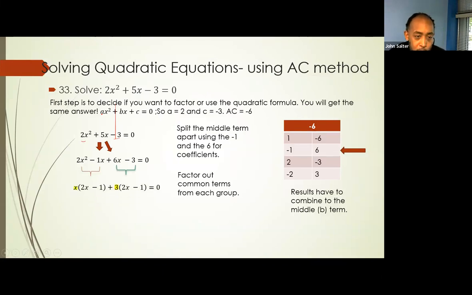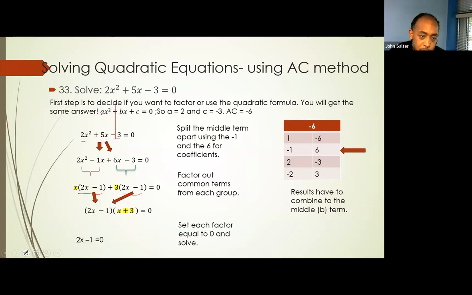Boom, did that. Notice how now I have common factors going on of 2x minus 1. Bring that out in front, and put whatever I had as the second. Set everything equal to 0. Solve for my x value. So either 2x minus 1 equals 0 or x plus 3 equals 0. And if I was to solve that out, I get either x equals 1/2 or x equals negative 3. Those would be my two answers.